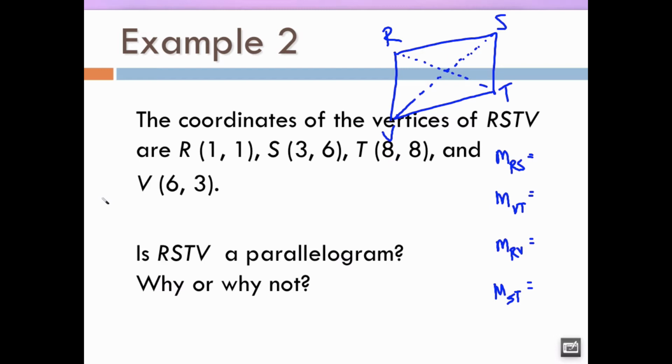Erica, you have RS. Faith, you have VT. Camilla, you have RV. And Natalie, you have ST. Okay. And we'll use the rest of the class as backup. Make sure you did it right.